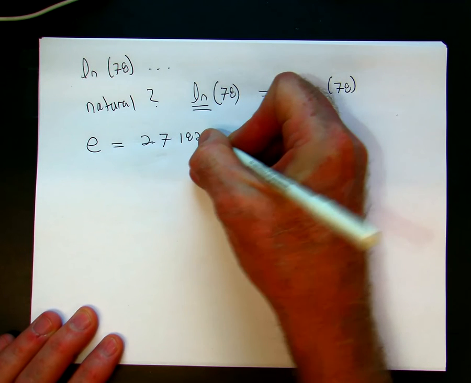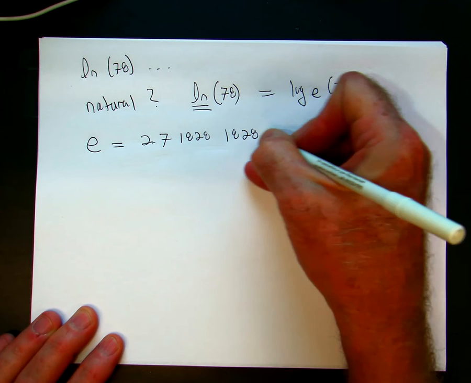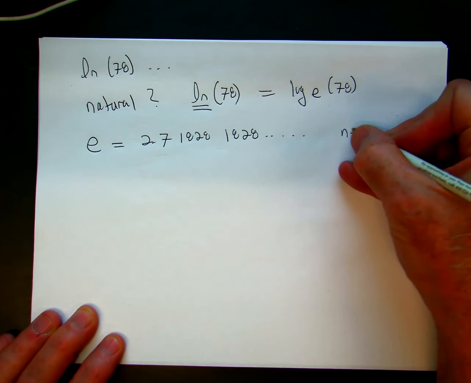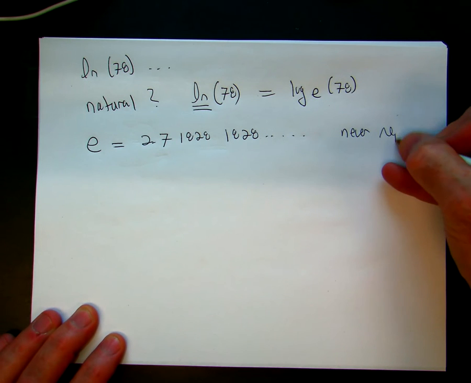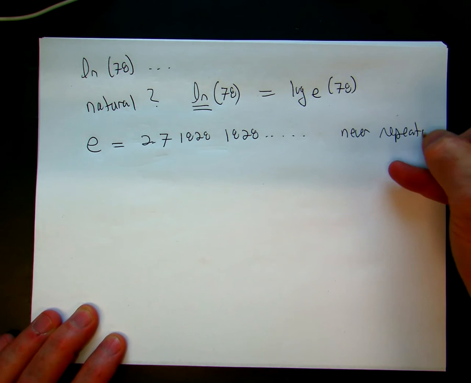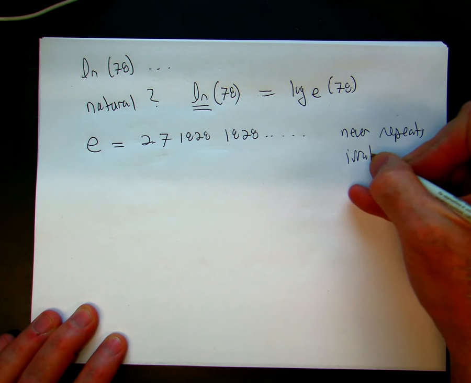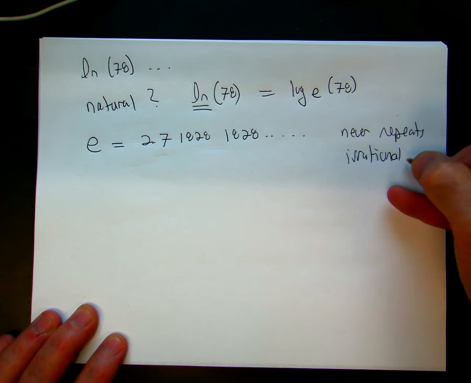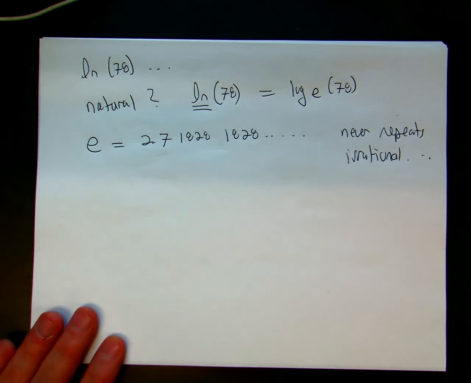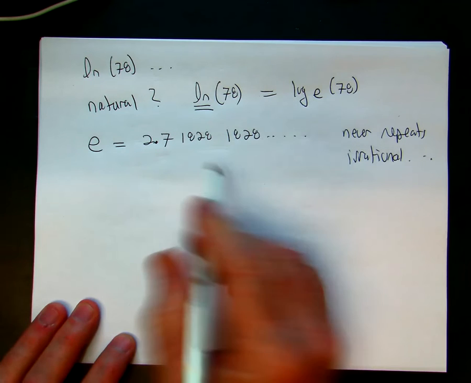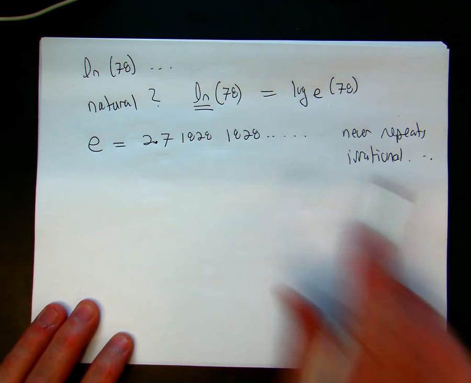2.71828, 1828. And then it starts to go on and on, but it never repeats. So it's an irrational number. It's not a fraction. So again, a little bit of enrichment, you don't need to know that. And I can tell you in class how I know that. So you can win bar bets.